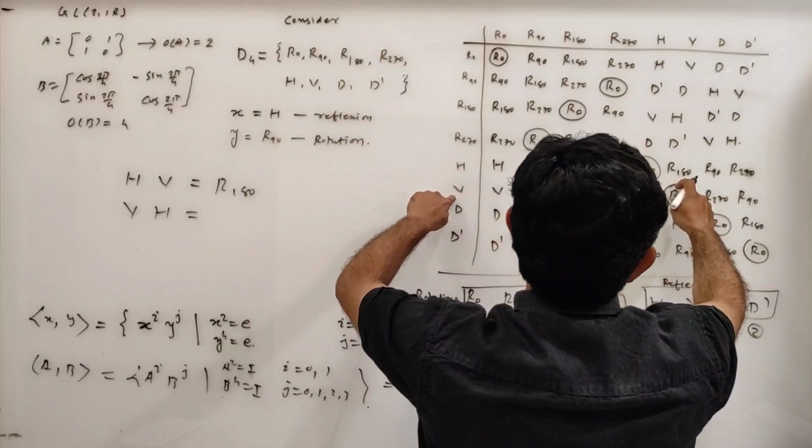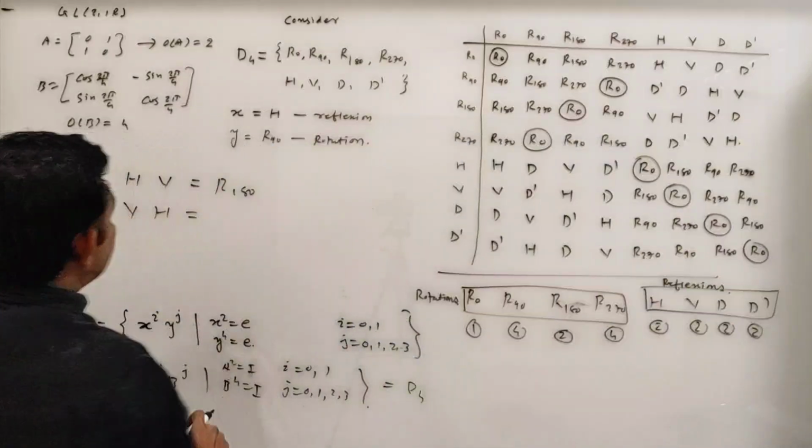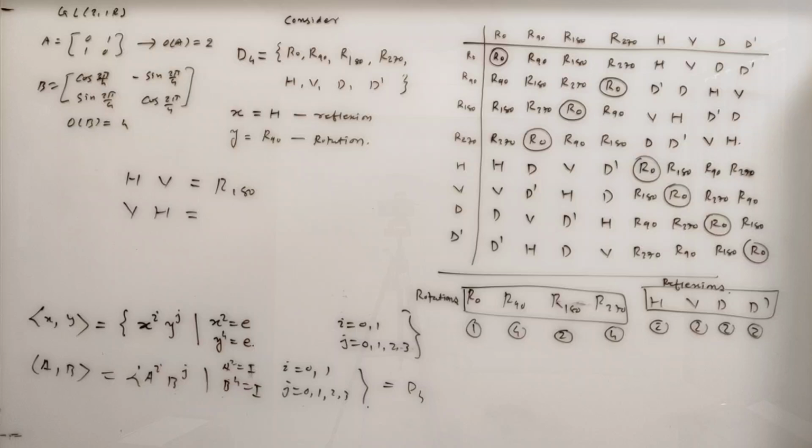here we have V and H. See, okay, that's fine. These two, HV and VH, are commuting, because they are reflections.